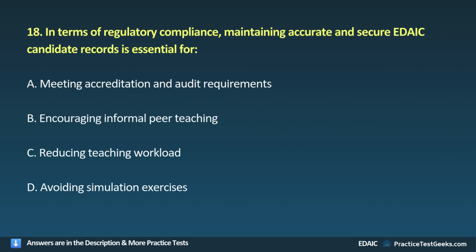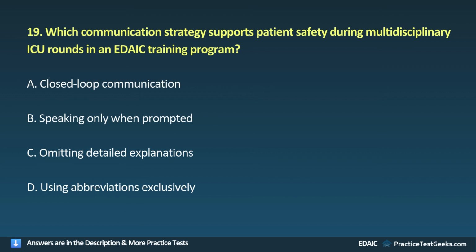18. In terms of regulatory compliance, maintaining accurate and secure EDAIC candidate records is essential for: A. Meeting accreditation and audit requirements. B. Encouraging informal peer teaching. C. Reducing teaching workload. D. Avoiding simulation exercises.